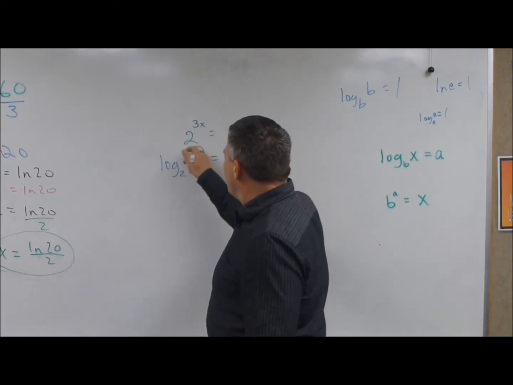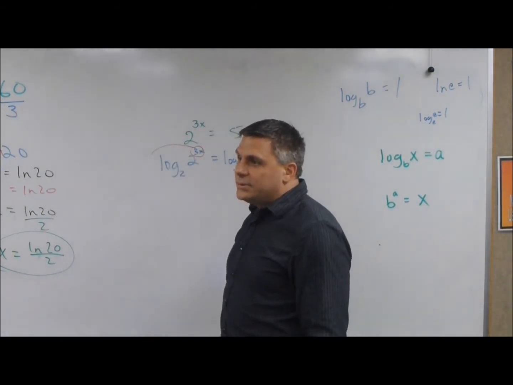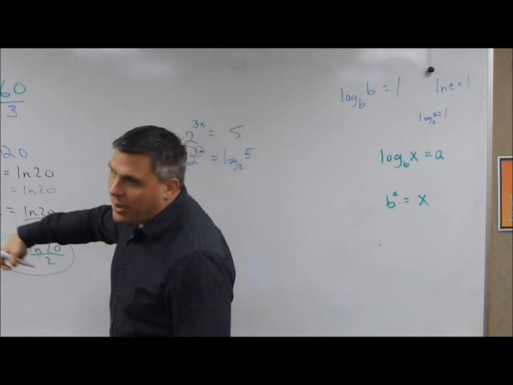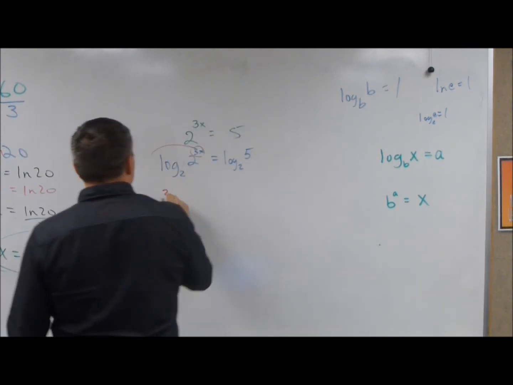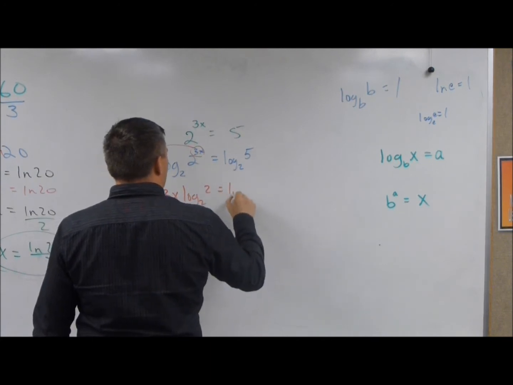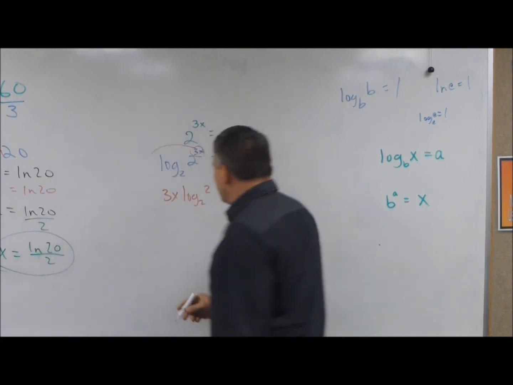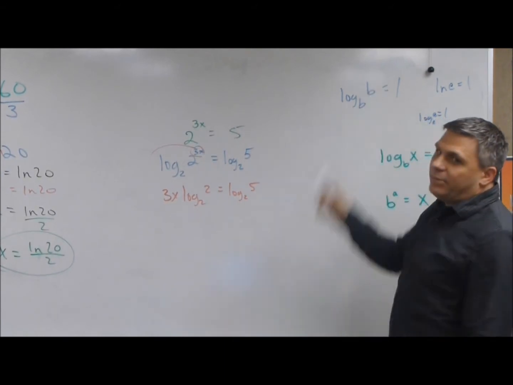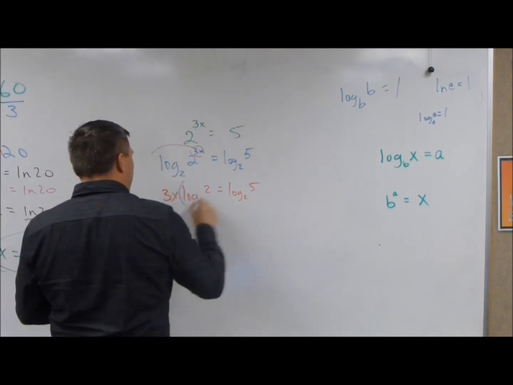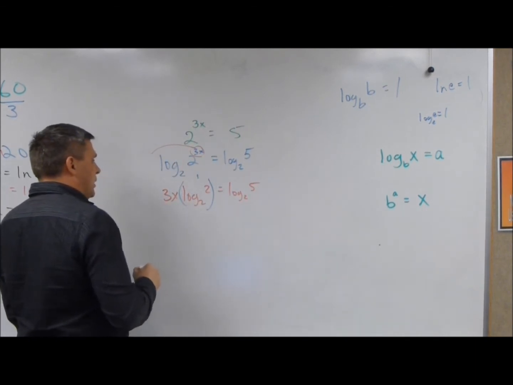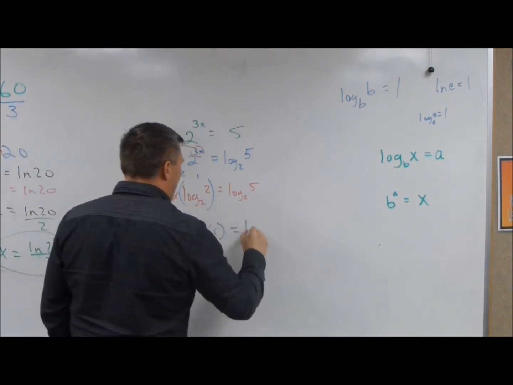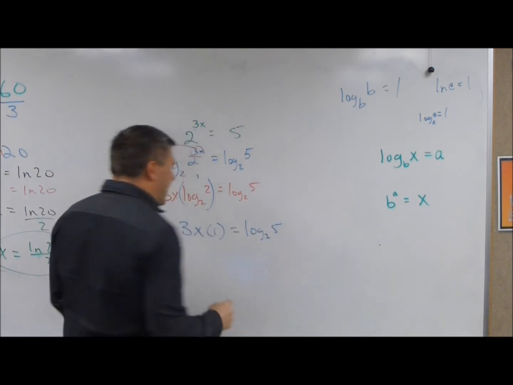So now I can pull out my power rule. Since I'm doing a power inside here, I can pull that out, and that's 3x times log base 2 of 2 is equal to log base 2 of 5. And now I know that log base b of b is 1. So therefore, this is just 1. And so now I have 3x times 1 is equal to log base 2 of 5.